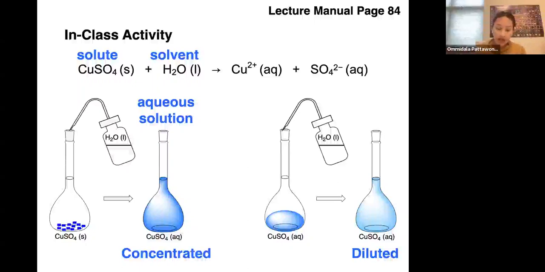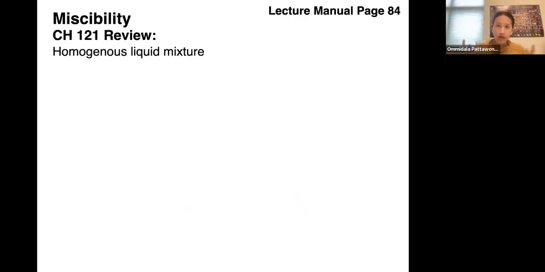When we talk about solutions, it's not always going to be an aqueous solution. This is just one example. A solution can be a mixture of anything that we saw in the previous slide. What I'm going to look at next is we are going to focus our attention on the liquid mixture, from Chem 121.